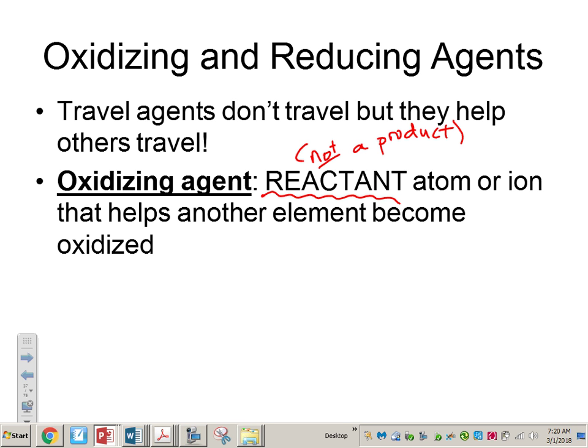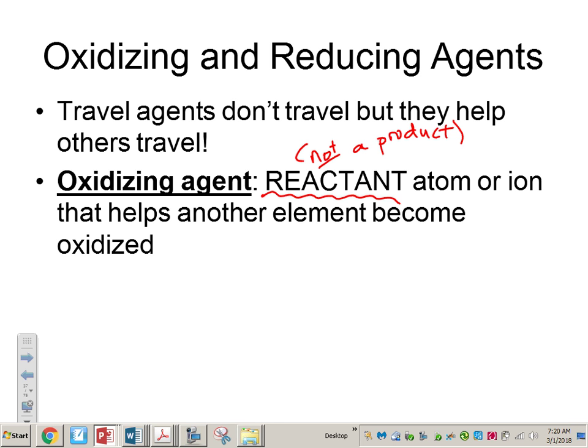Well, how can you help something be oxidized? Well, what is oxidation? Oxidation is the loss of electrons. You can help something be oxidized by actually taking its electrons. I can help you lose your money if I come along and steal your money. Because if I steal your money, I'm helping you lose money. So what am I doing if I'm taking your money? Well, I'm gaining money, right?